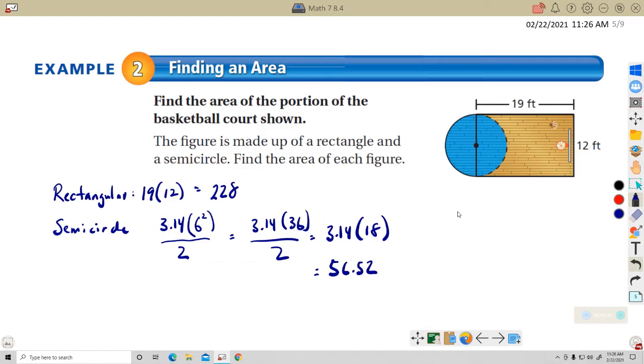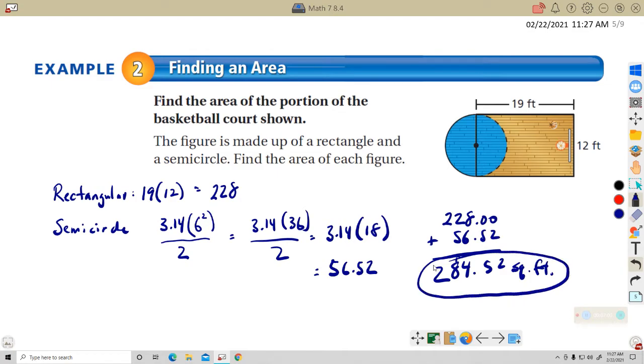Okay, but now I have to put the areas of the composite figure together. So 228 plus 56.52, 284.52 square feet. All right, 284.52 square feet. The rectangular portion, the semicircular portion, and then we just add those together.